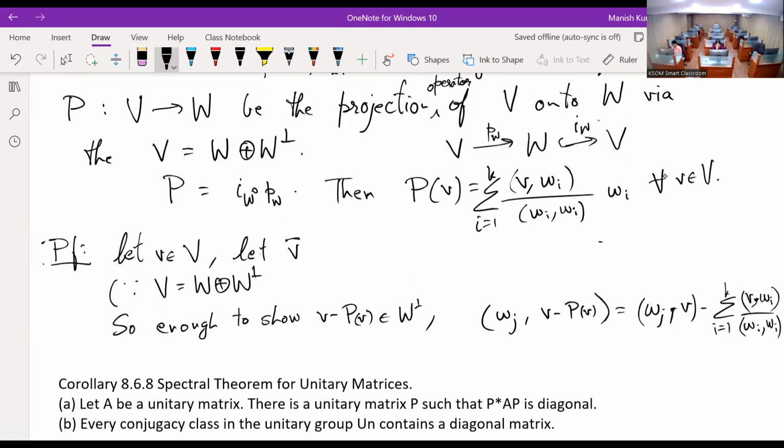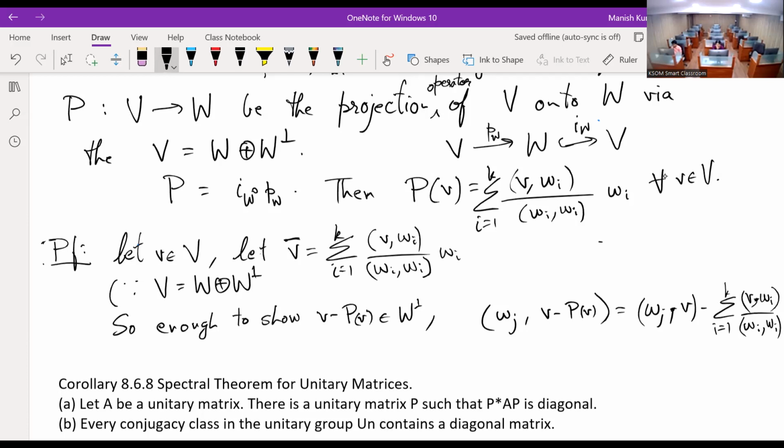Let v bar be the right hand side of this formula: the summation i equals 1 to k of the inner product of wi with v over the inner product of wi with wi, times wi, for all v. Sorry, this is not needed. So let v bar be this.